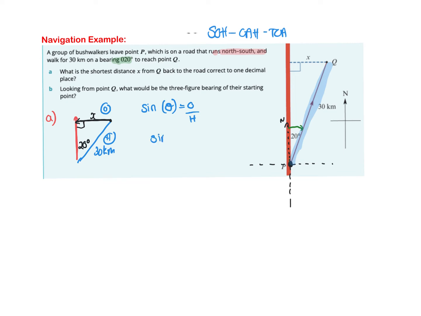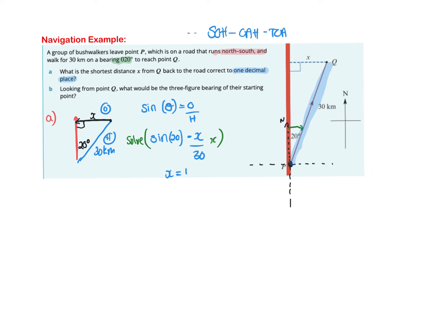Then we're going to write sine 20 equals X over 30. And then we can pop solve in our calc, comma X, and work out what X is equal to. Okay, so we've done the solve. Now, you should always be checking.